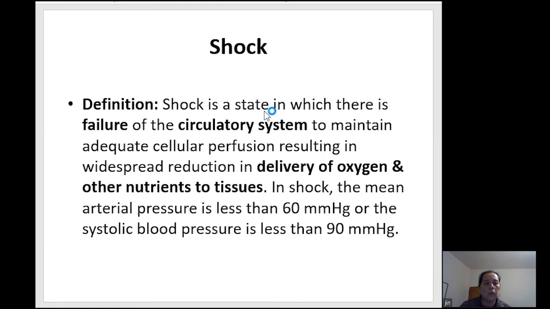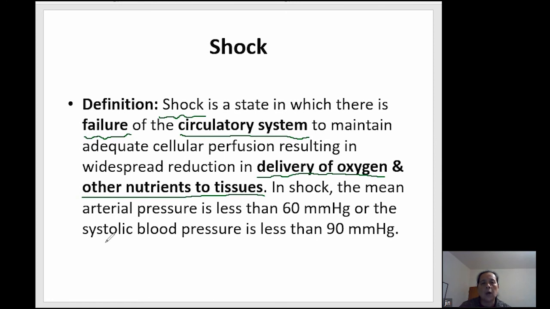Then we go to shock. What does shock mean? Shock is a condition like a circulation system disorder, like a circulation system failure. They can't keep the blood circulating properly. They can't deliver oxygen and nutrition to the tissues. So that's shock.